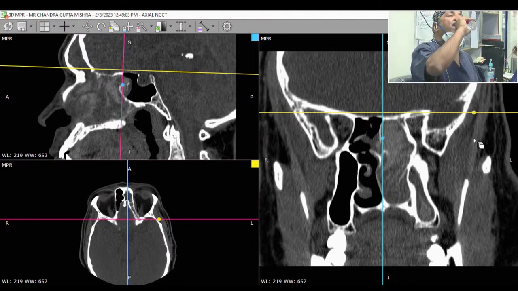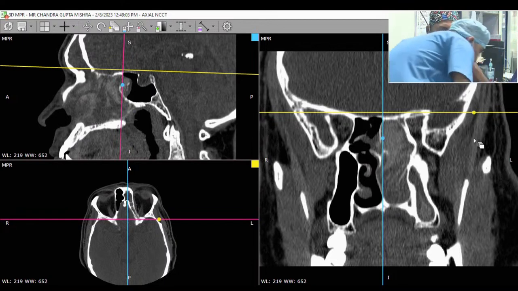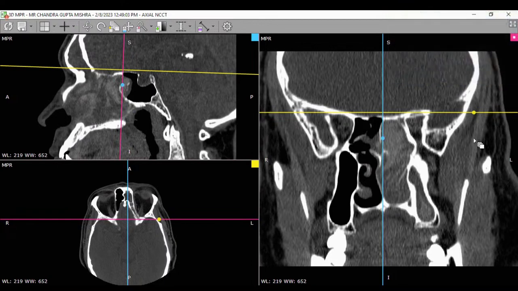Sir, in sinonasal tumors, what is the CT scan finding? Yeah, so sinonasal tumors are something you have to be suspicious about. Once you look into the nose, in inflammatory disease you will find multiple polyps.